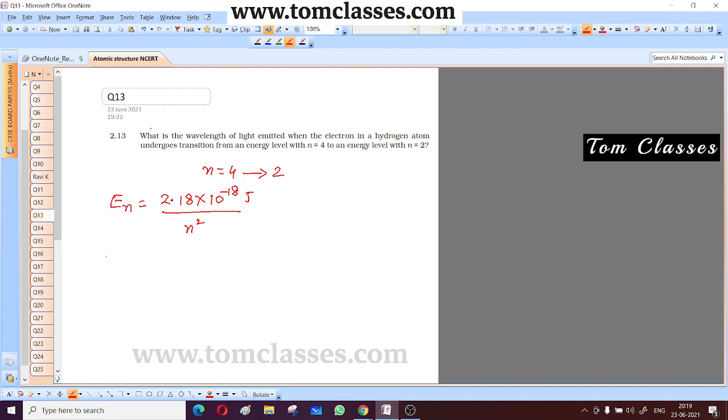So for the energy at the fourth level, this value is going to be the same. So I can say a 4 to 2 transition is happening. This value is going to be delta E, which is the change in energy, or the energy liberated. That is going to be 2.18 into 10 to the power minus 18 into 1 by 4 square minus 1 by 2 square, right? So from 4 to 2, it basically lies in the Balmer series. So this transition will be in the Balmer series.